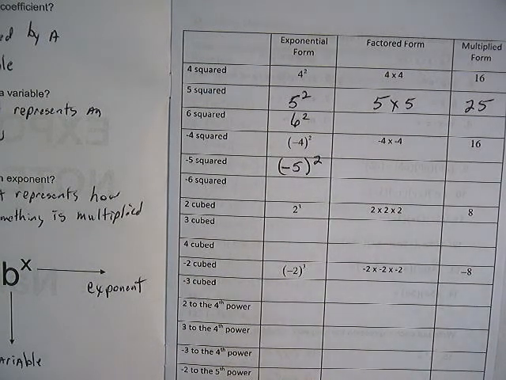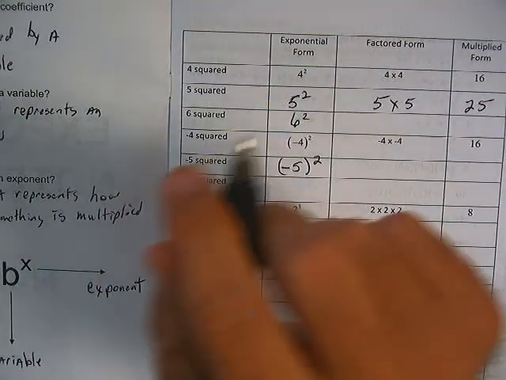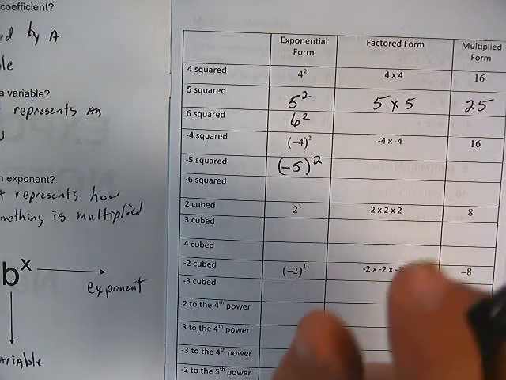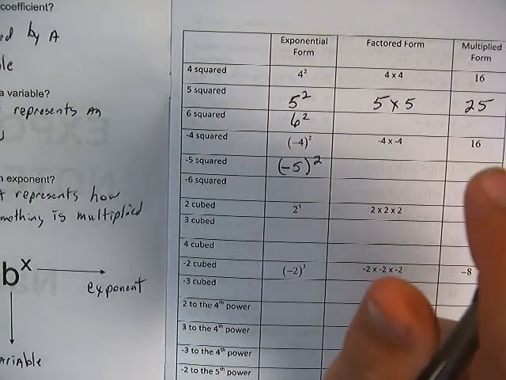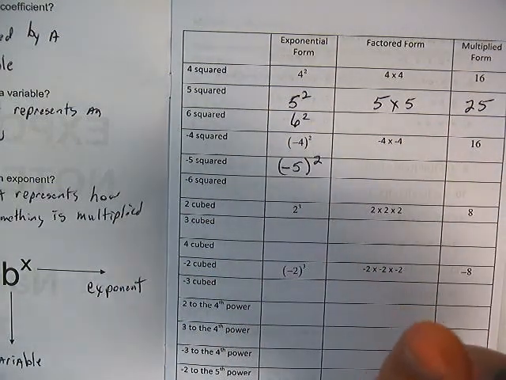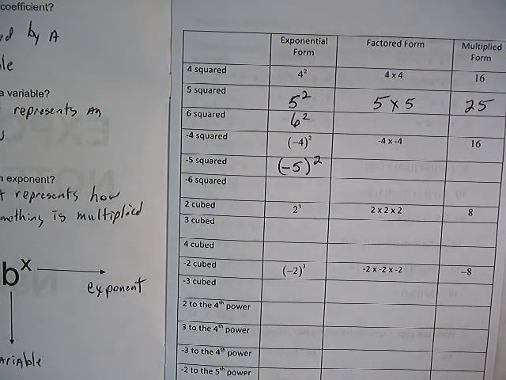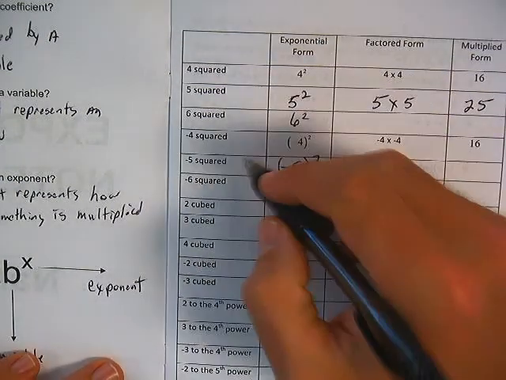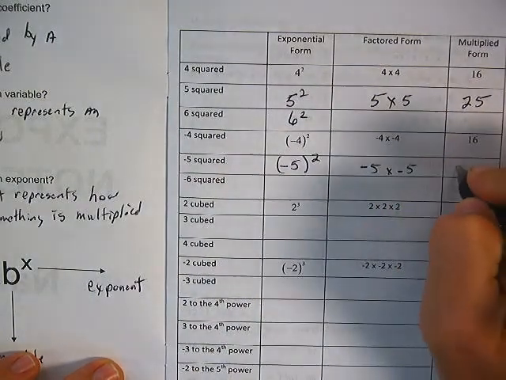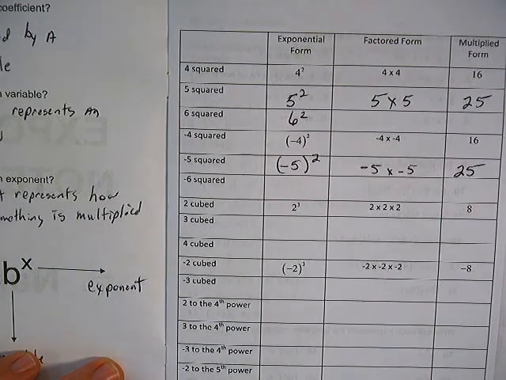Now, all even exponents, like something to the 4th, 6th, 8th, 10th, 100th power, your answer has to be positive. But if it's a negative to an odd power, a negative times a negative times a negative, that's 3, which is odd, your answer will be negative. So negative 5 times negative 5 equals positive 25.